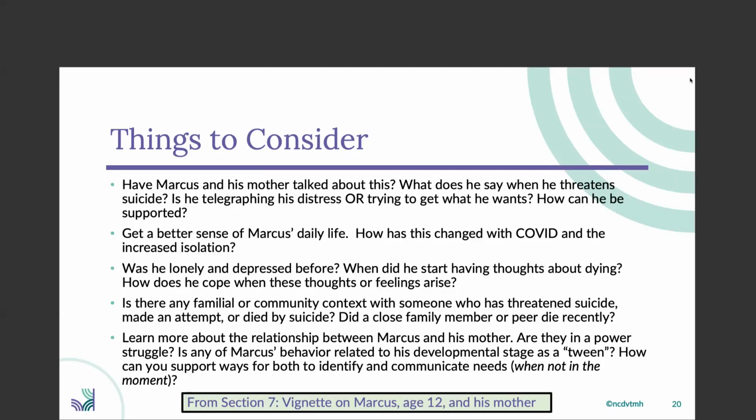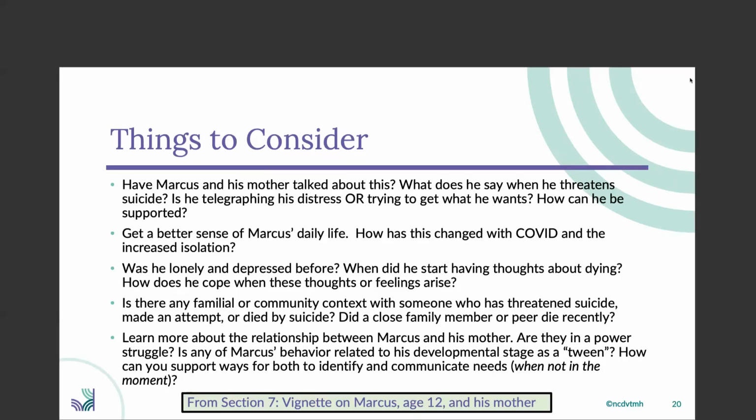A lot of you talked about individual and family work. So we want to learn more about the relationship between Marcus and his mother. Are they in a power struggle? That would not be uncommon in a kid who's in a developmental stage, identified as a tween, right? That's such a hard age for kids. We talk a lot within the toolkit on ways to support regulation, co-regulation, soothing. So are there ways for them to both identify and communicate their needs when they're not in the moment, meaning when things aren't heated up?